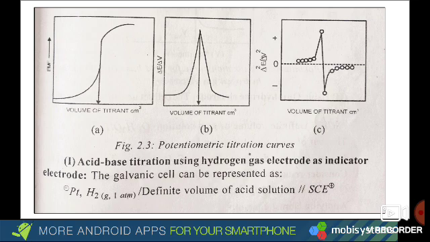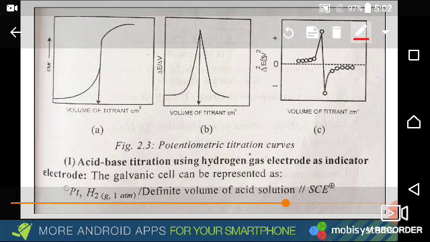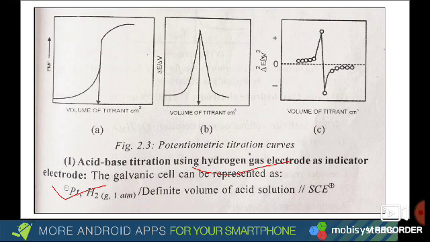So a platinum electrode is used, and it is in contact with hydrogen ion. As simple as that, we are using a hydrogen gas electrode. So in the case of the hydrogen gas electrode, you have to set up platinum as an electrode and hydrogen, H2, as a gas. Then you have to put a slash and then a definite volume of acid solution. So this is the way of representation of the cell.